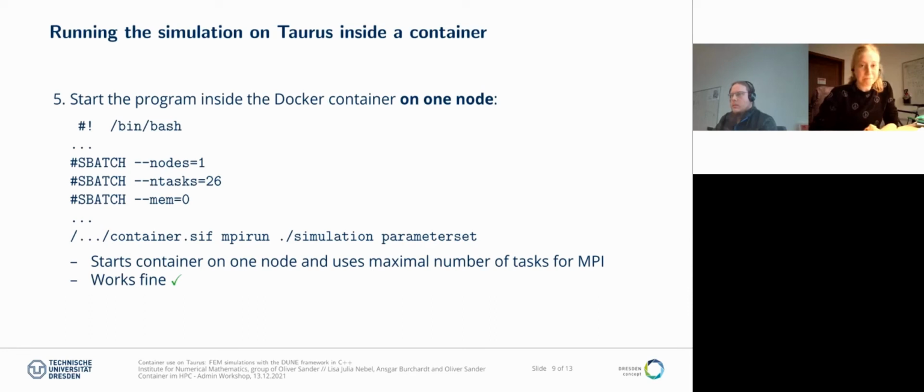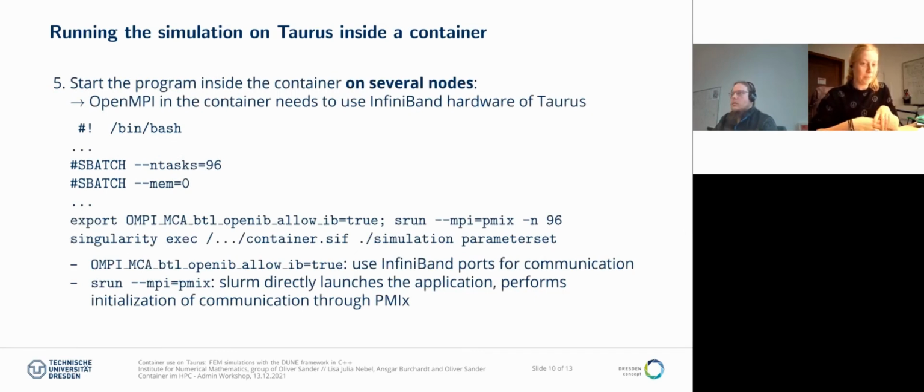The problem with this is that I already used the maximum number of tasks for MPI, but actually I would like to start my simulation on more nodes, not just one. It is not essentially clear how to make the Open MPI installation inside the container able to use the InfiniBand hardware on Taurus and communicate across different nodes.